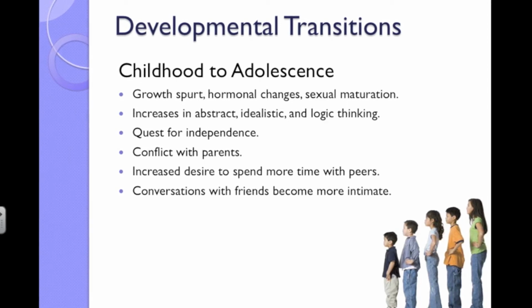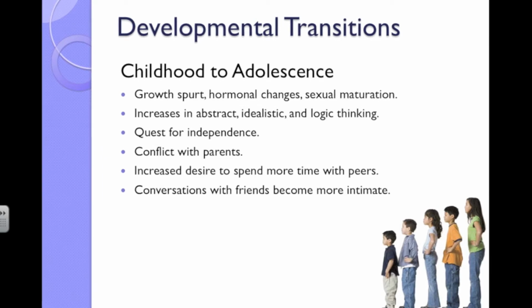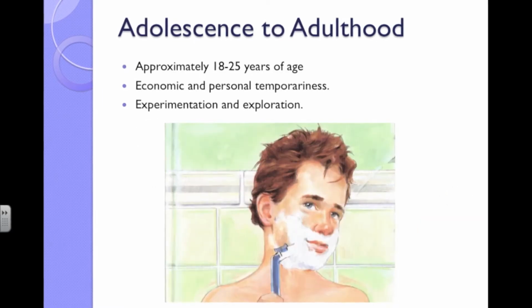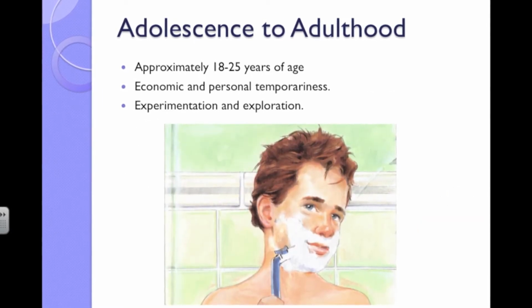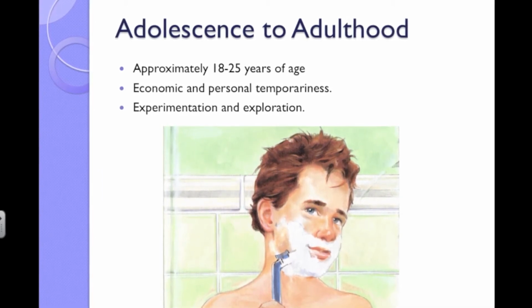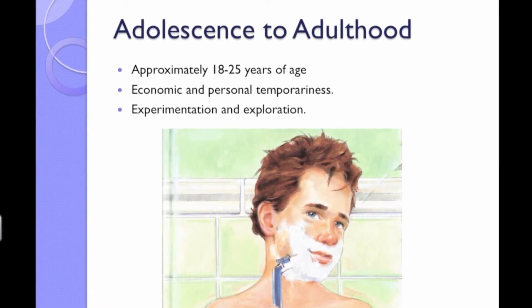The transition from childhood to adolescence is incredibly complex, and it involves changes in numerous aspects of an individual's life. In order to navigate this transition successfully, adolescents need ongoing support from adults. The transition from adolescence to adulthood focuses on cultural standards and experiences. It occurs between the ages of 18 to 25 and is often characterized by economic and personal temporariness.